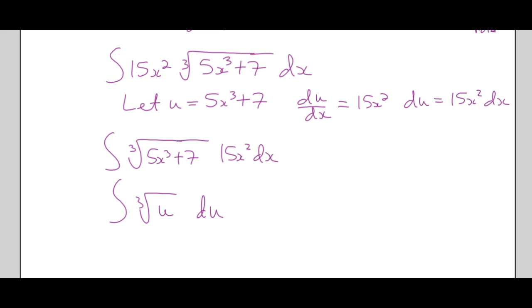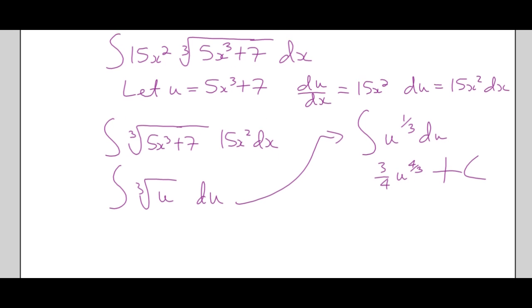I mean, the integral of the cube root, so what's that? It's the integral of u to the 1/3 du. We increase that exponent by 1, so it becomes 4/3. And then we divide by 4/3, which is going to become multiplying by 3/4. So what's this integral? It's going to be 3/4 u to the 4/3, plus c.